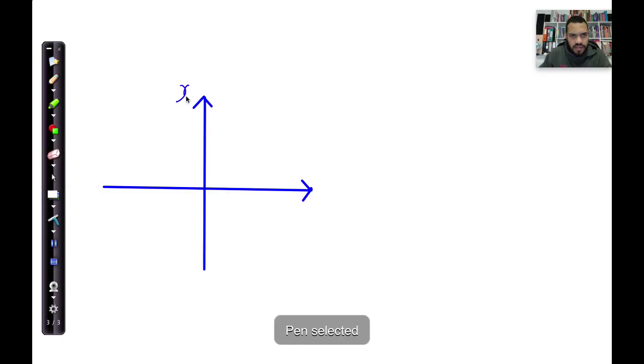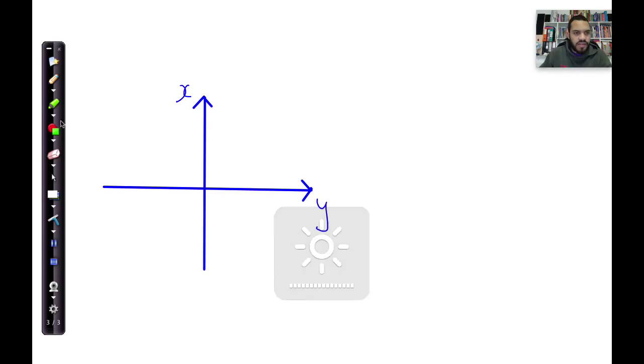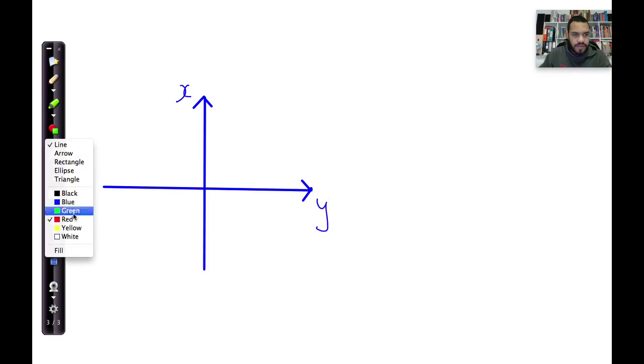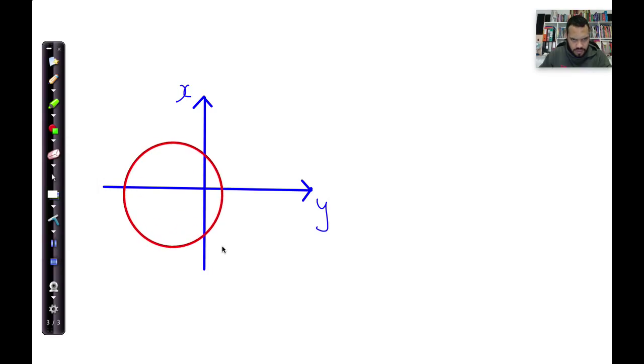Let's make that a little blue X and a blue Y. Okay, and now let's draw a circle. And I'm going to show you what we will title as the standard form of a circle. Oops, make that an ellipse. Right. Let's move it slightly lower.